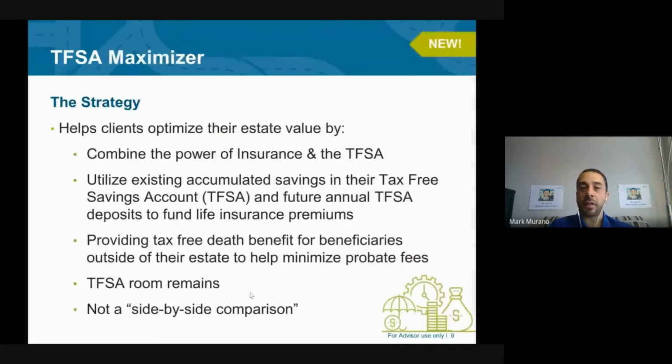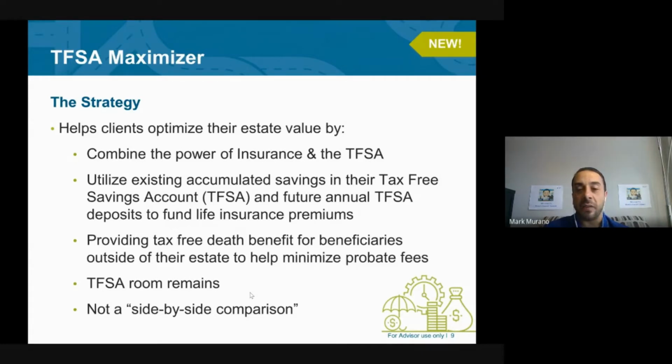We can look at the TFSA Maximizer strategy, where we can help the client optimize, to use the fancy words. We make their estate bigger by combining the power of insurance and using TFSA. The advisors that use this concept will typically look at the existing TFSA balance that the individual has built up to date and future TFSA deposits, and we're going to reallocate the current TFSA balance as well as the future TFSA deposits that were earmarked for going into the TFSA to go into the insurance.